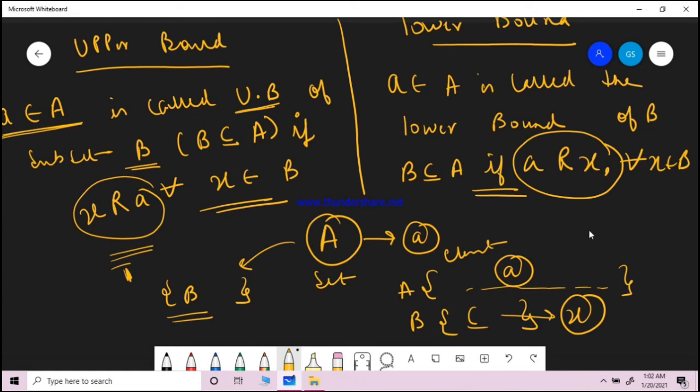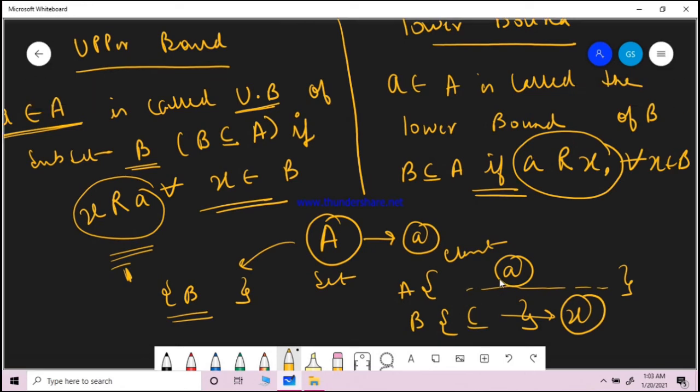So this was the definition. Now let's do it with some examples. Only two things you have to keep in mind: first of all take the whole set A, then only focus on the subset part. Consider the subset B, then find a particular element from A that is related to every other element of this. If a is related to every element of B, then a is the lower bound. If every element is related to a, then a is the upper bound. This is how you can simply find it.